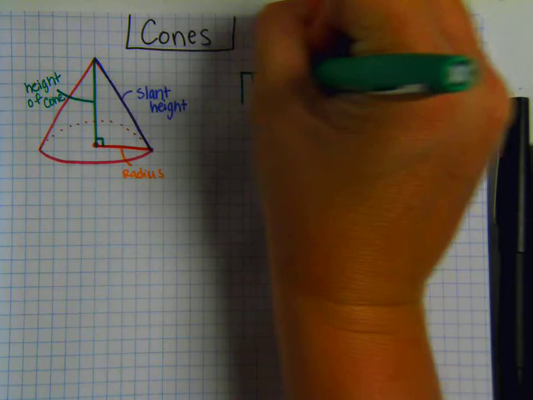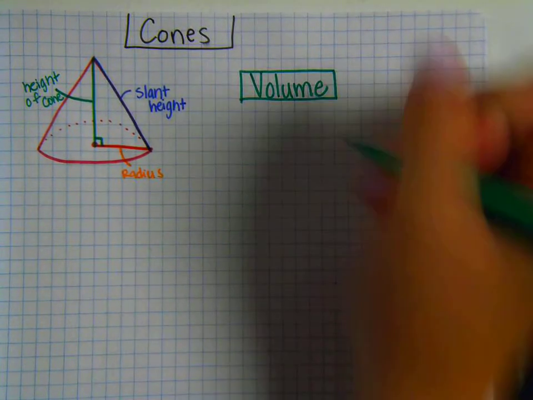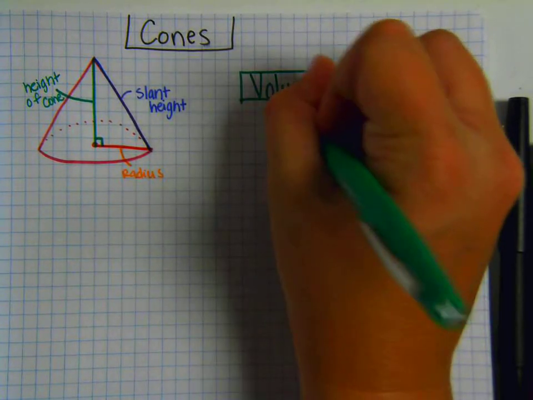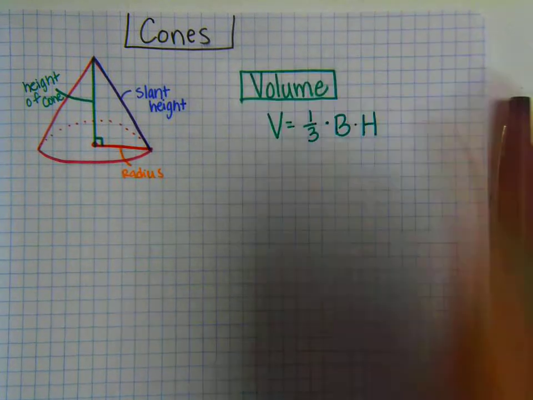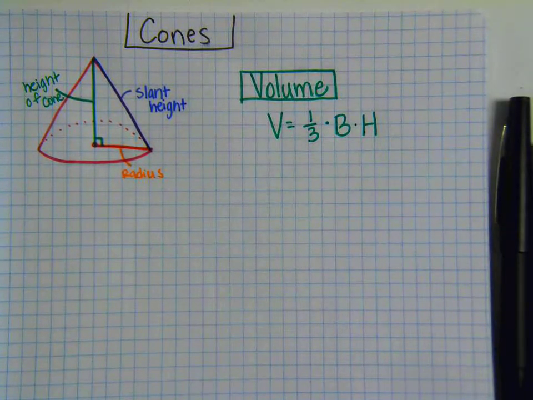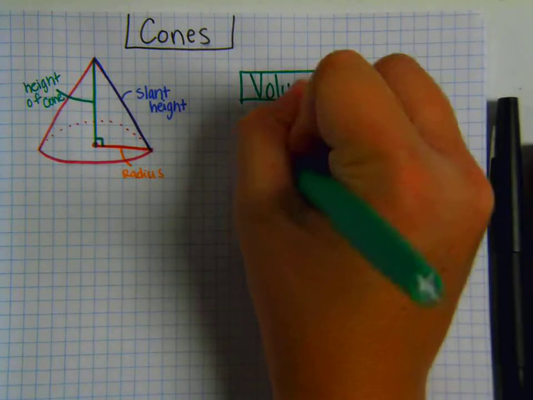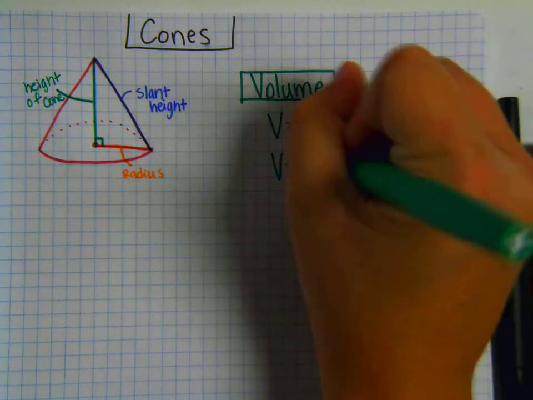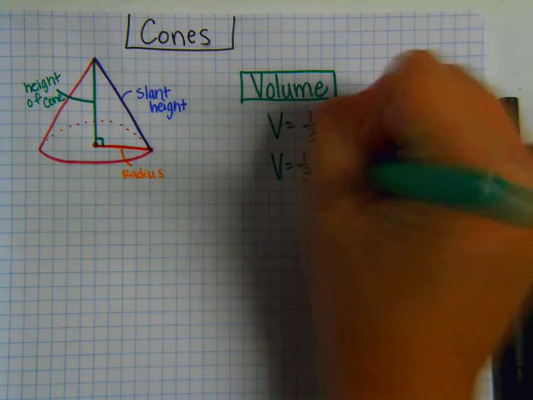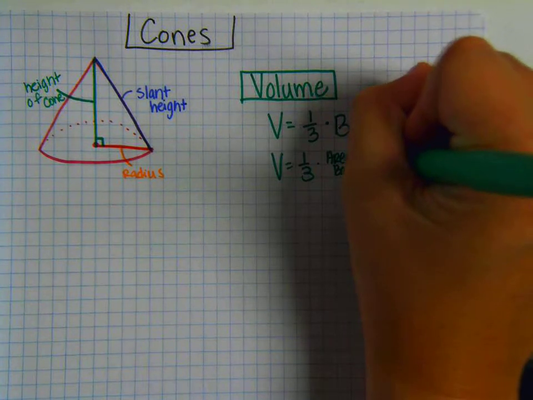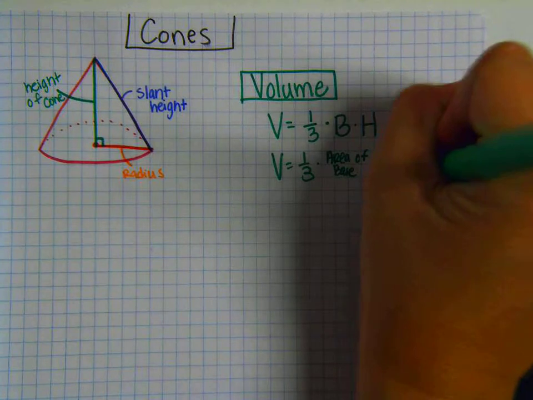And the volume for a cone is a little different than the other ones. The volume is going to be 1/3 big B times big H, which the big B and the BH just stayed the same, but now we just have a 1/3 out front. Okay, so just as a reminder, big B is the area of the base, and big H is the height of the prism, or of the cone in this case.